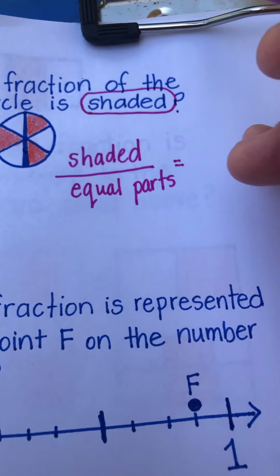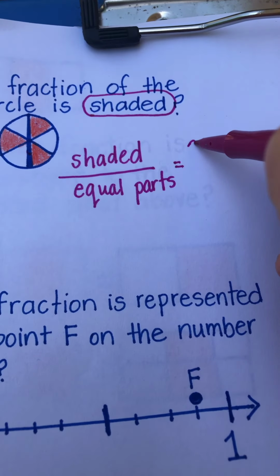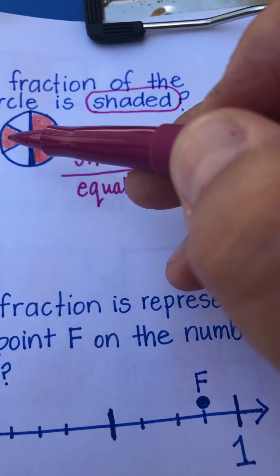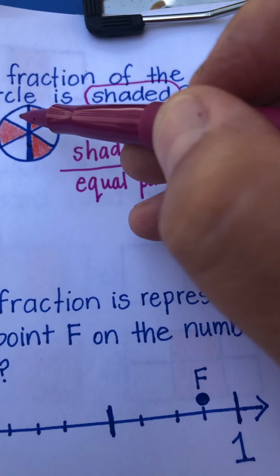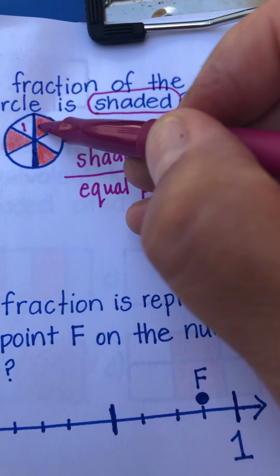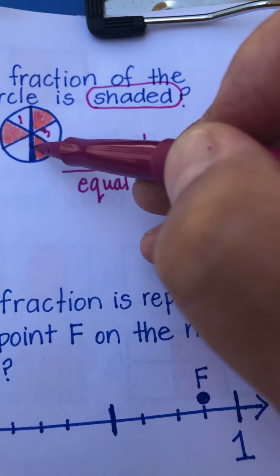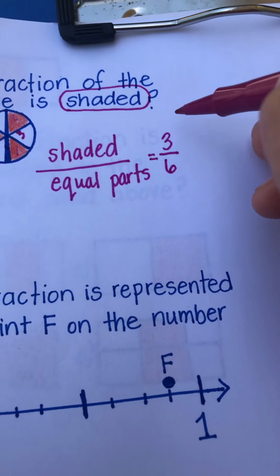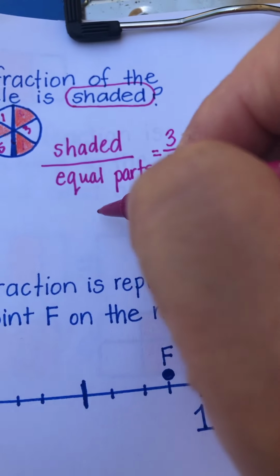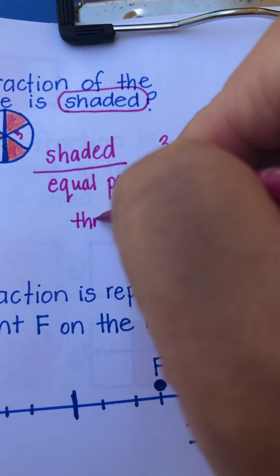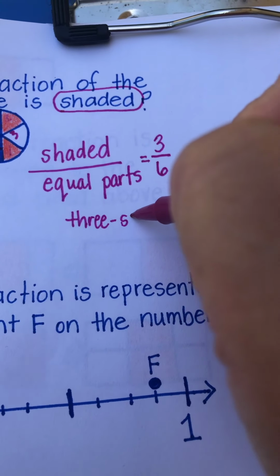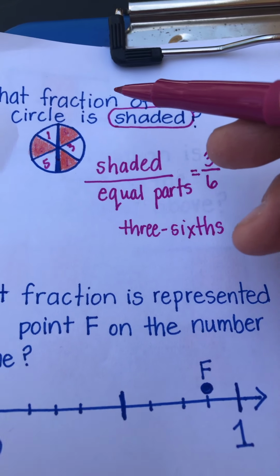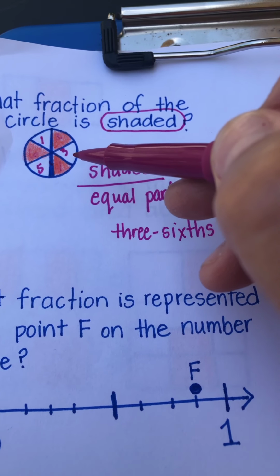1, 2, 3. Since there are 3 shaded parts, we're going to put that number in the numerator. Now we're going to count the number of total equal parts. We're going to start here. 1, 2, 3, 4, 5, 6. So my fraction here is 3/6, or we could see it in word form, 3/6. On Study Island, they're going to be asking you to identify fractions that are shaded.